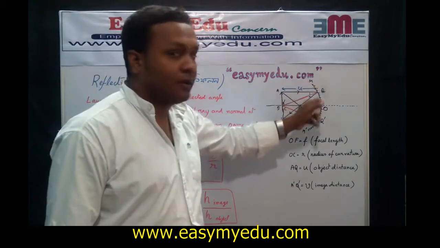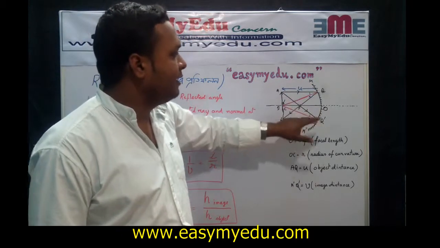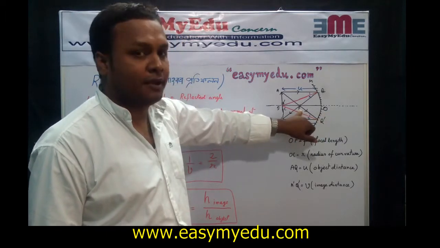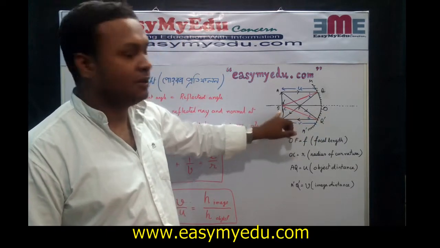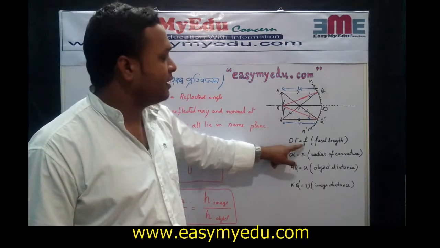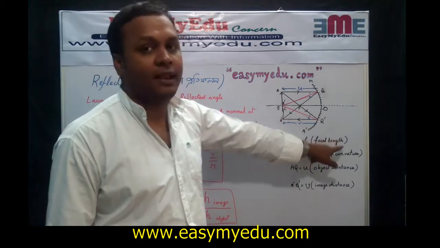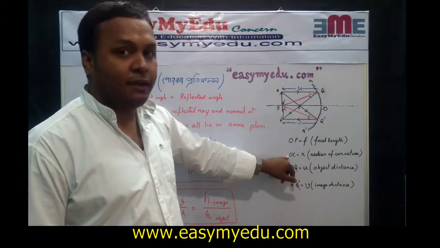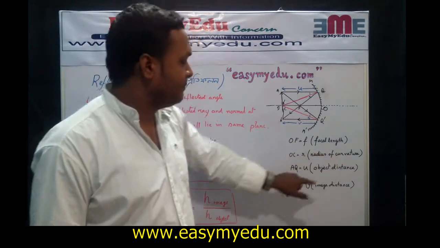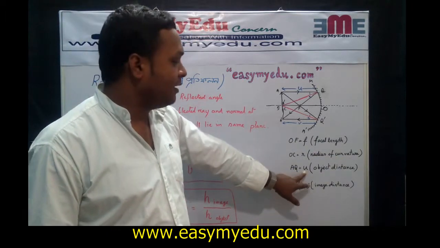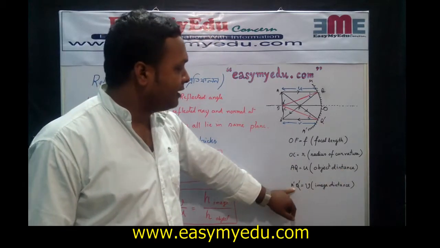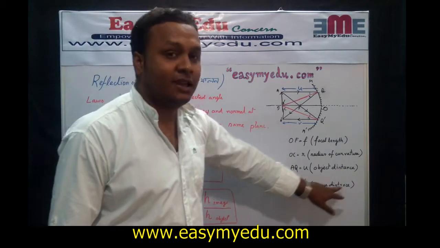Now if I draw the concave mirror, then you can see that this is the pole, this is the focal point and this is the curvature. So if you notice here, OF is small f, that is the focal length, then OC is equal to R, the radius of curvature. AQ is the u, that is the object distance, and A dash Q dash, that is v, that is the image distance.